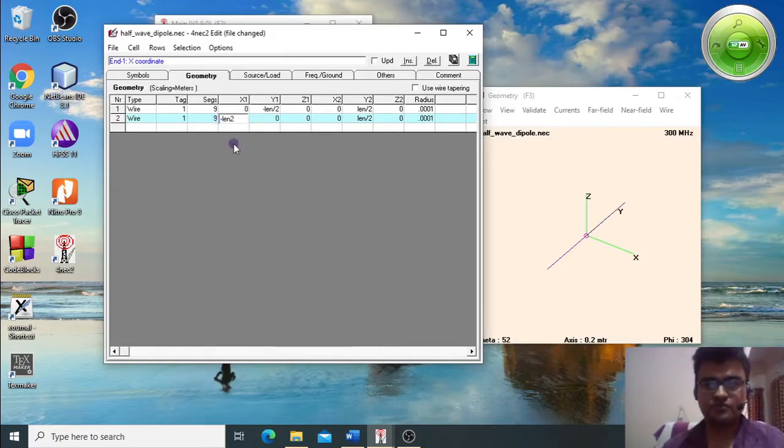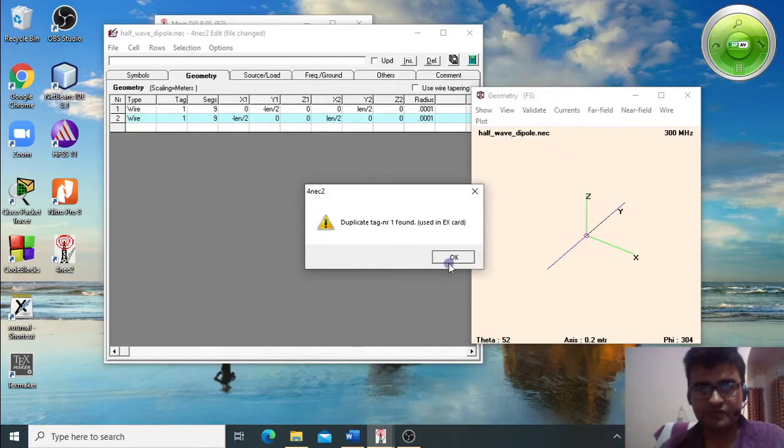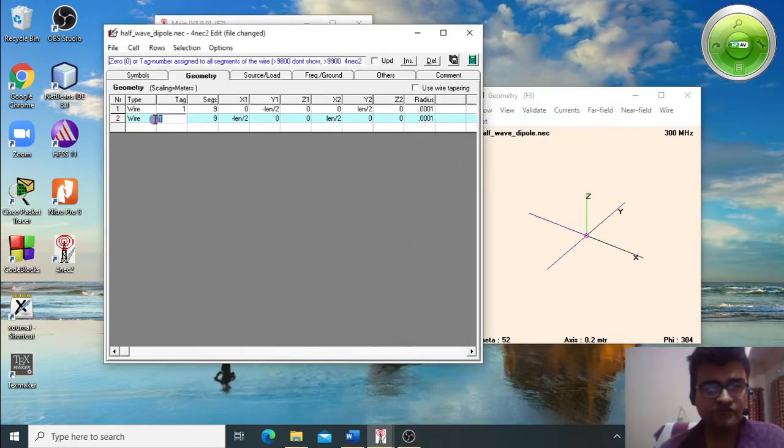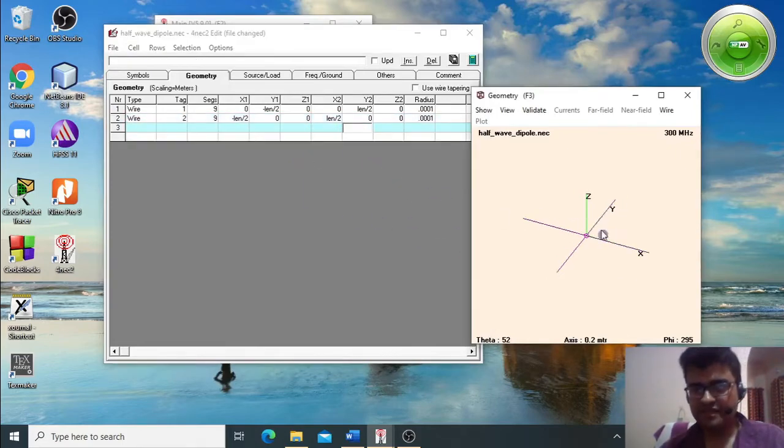So it's simple. What we are going to do is I'll make this 0 and make this as minus length by 2, and also I'll make this y2 as 0 and make this as plus length by 2. Also, we need to change the tag because you cannot keep two structures with the same tag, right? So that we have done. As you can see here, we can see two dipoles kept over each other with a 90 degree angle between them.